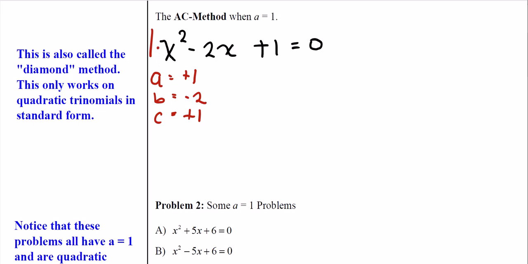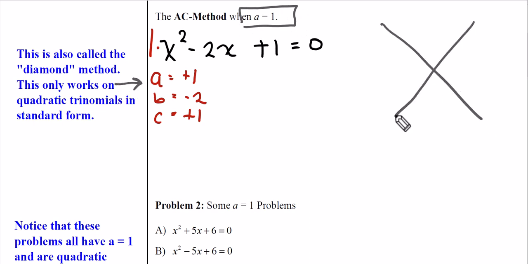Great. So the AC method, what I'm about to show you, works only if A equals 1. And hey, A is equal to 1. So you draw an X. And I've heard constantly from students that they remember seeing this, but they always forget how to set it up. So it's called the AC method because it's going to use A and C.